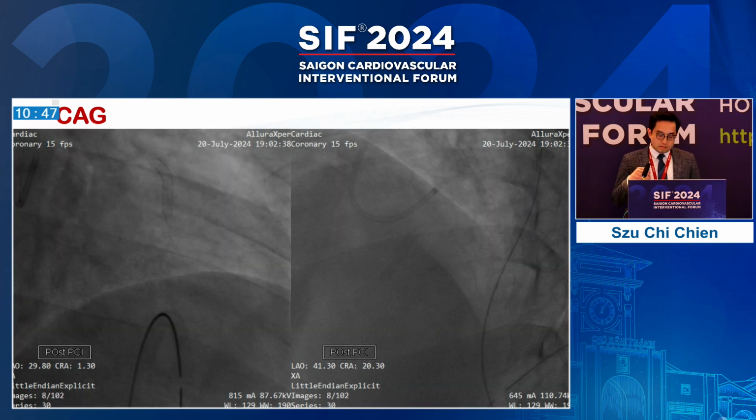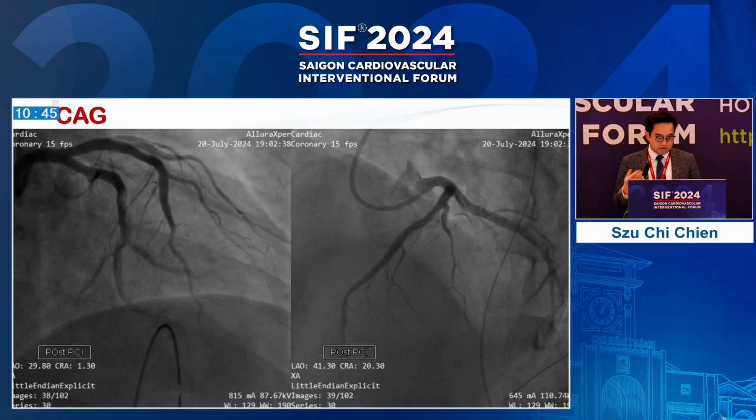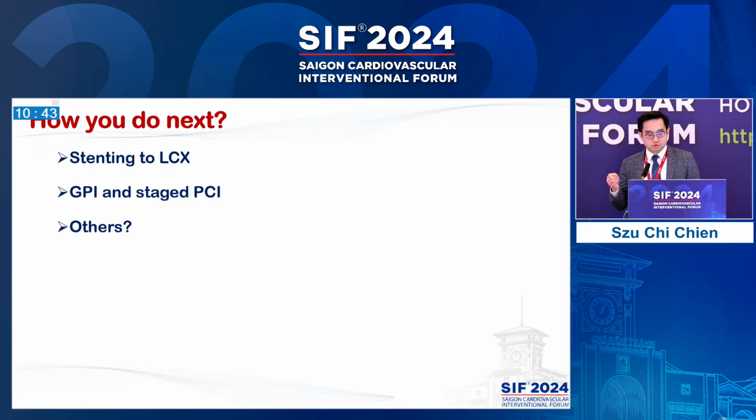Of course, maybe you will do other things like just do direct stenting. Can I have your answers? Anyone want to do direct stenting this time? Please raise your hand. Okay, no. GPI and staged PCI, or maybe we can do some IVUS imaging. Anyone? Okay, or others?